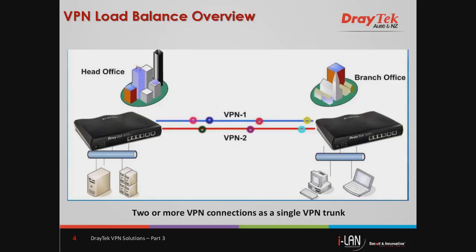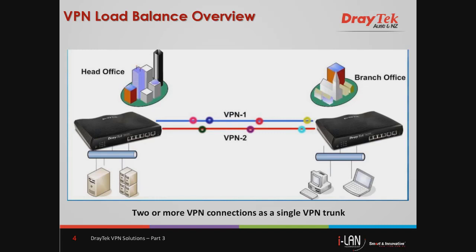VPN load balancing is basically combining two VPN tunnels over two different WANs to behave as if they were one. In this diagram, let's assume the head office on the left has two internet connections, say for argument's sake Telstra and Optus ADSL. The branch office on the right also has two, let's say TPG and Dodo ADSL. So we've gone ahead and established two VPNs between the two sites over two different WANs. VPN load balance allows us to combine those two VPNs into one VPN trunk.